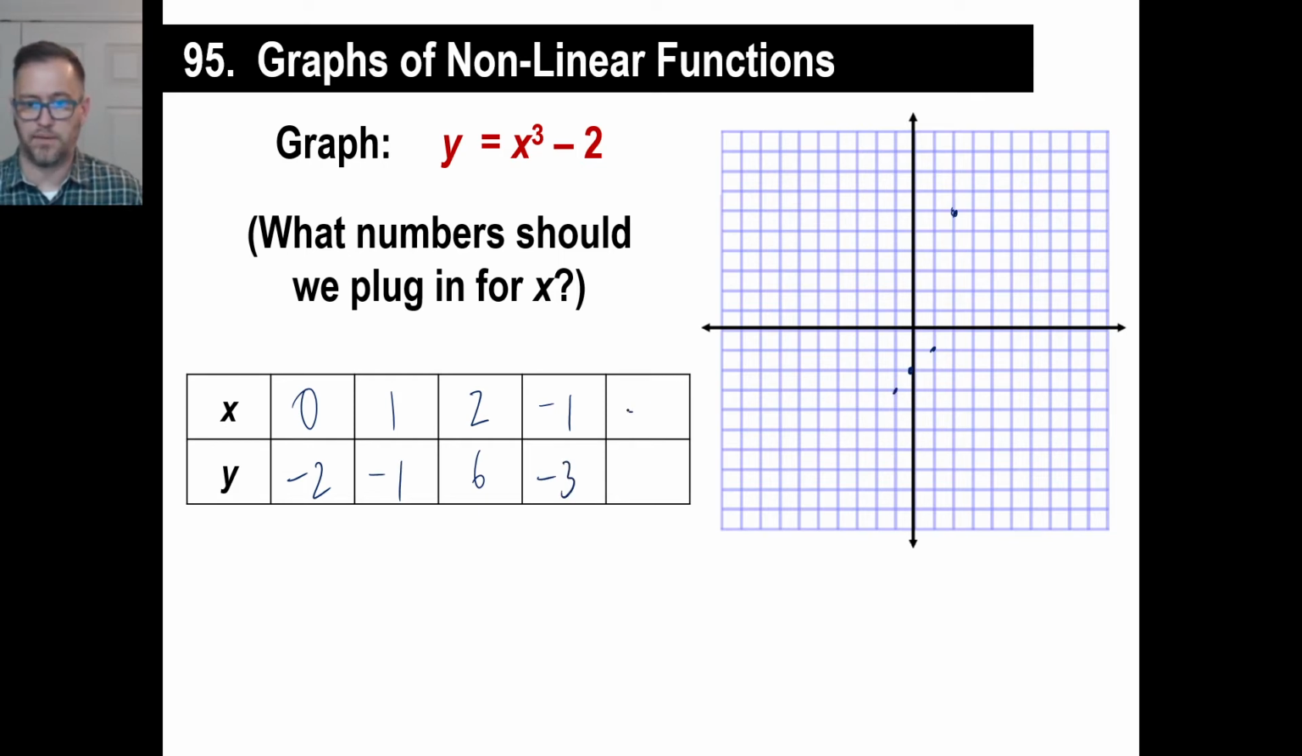And let's just try -2 because we know what's going to happen. -2 cubed is -8, right? Minus 2 is -10, so all the way down here. And you see what's happening here. But again, you see what's happening.